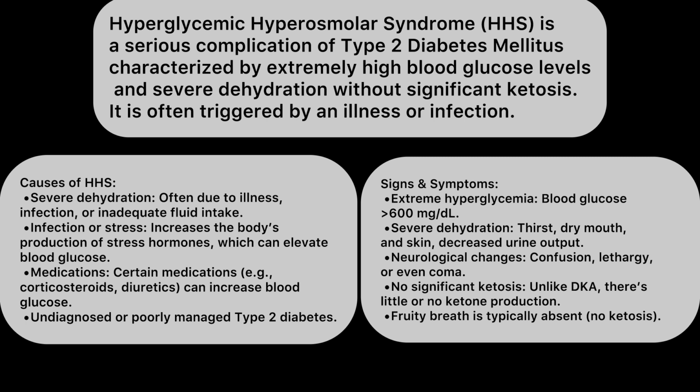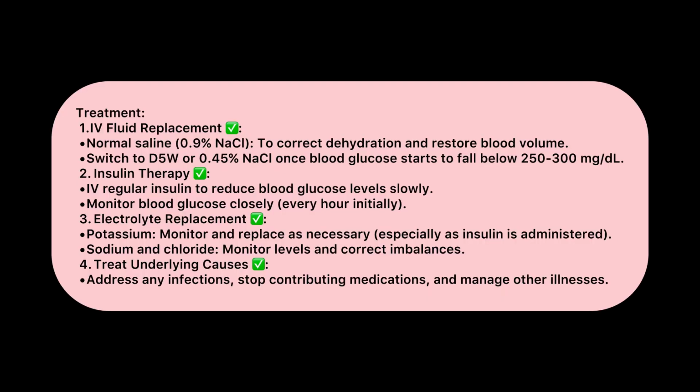Both of these, DKA and HHS, are the most important topics for the NCLEX. You must know the signs and symptoms so that you can differentiate these two conditions in case study type questions. And here we go for the management of HHS. IV fluid replacement with normal saline to correct dehydration and restore blood volume. Switch to D5 when blood glucose starts to fall below 250 to 300 mg per dL. IV regular insulin to reduce blood glucose level slowly. Monitor blood glucose closely every hour initially. Electrolyte replacement, potassium and sodium chloride. Treat underlying causes such as type 2 diabetes mellitus or other illness or infections.